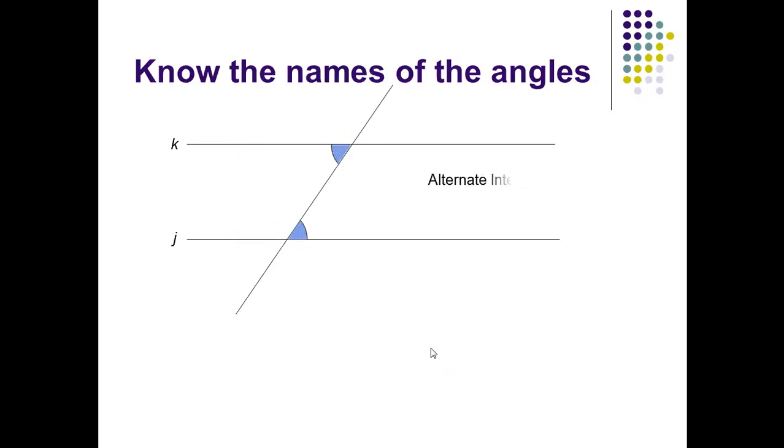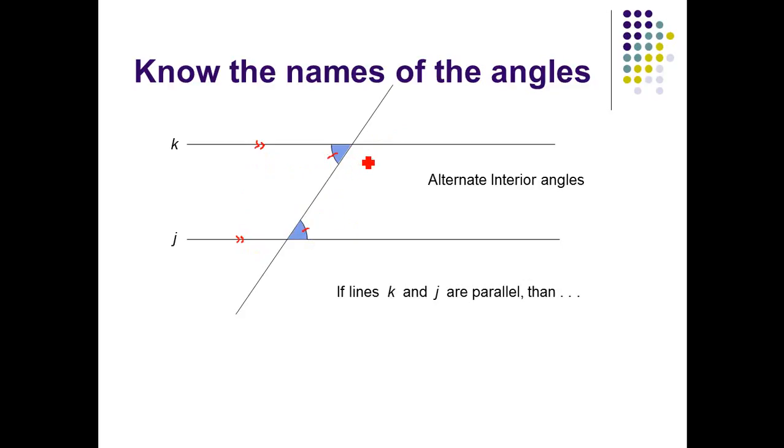Okay, these are called alternate interior angles. Notice they are on the inside of the parallel lines, and they're on opposite sides of what's called the transversal. That's this line in between. And again, if the lines are parallel, so if this line was parallel to this one, then the alternate interior angles are congruent. So this angle will equal that angle.